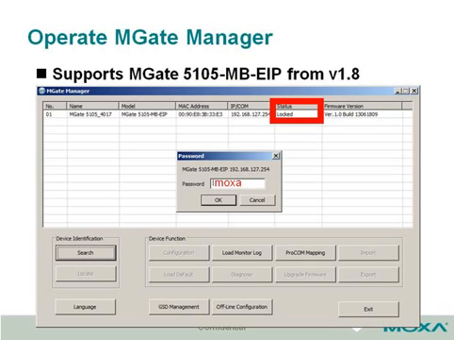It supports MGate 5105 from version 1.8. The upper device list is used to show what device is detected. You can select the MGate you want to configure, but you need a password. The default password is MOXA, M-O-X-A. Then you can start configuring MGate.